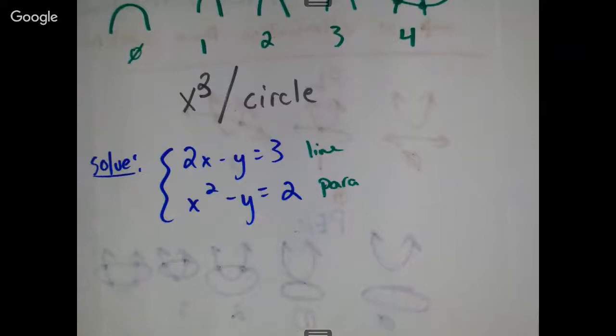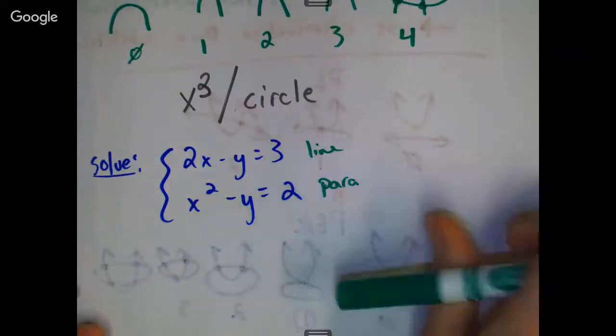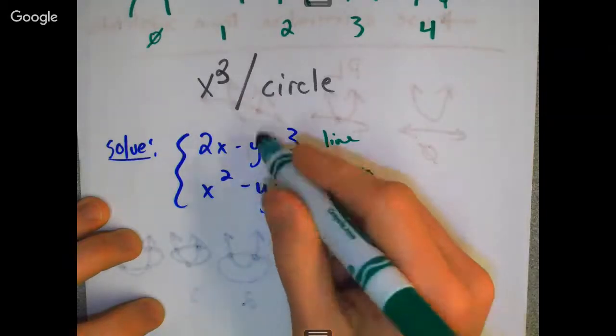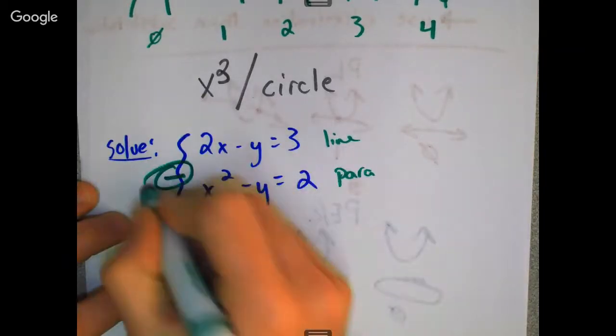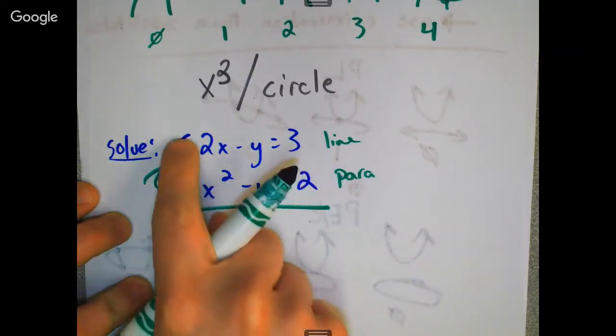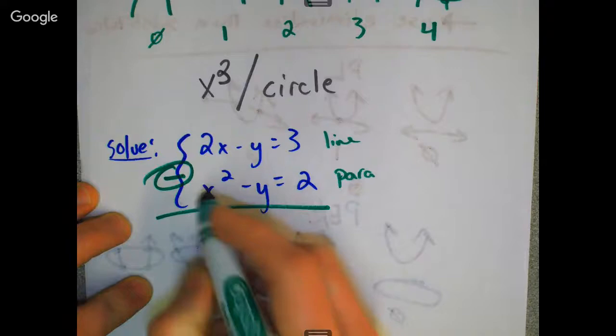I said that we will start off by eliminating. If I look here, I can eliminate these y's by simply subtracting the two equations. So we'll have 0 minus x squared.